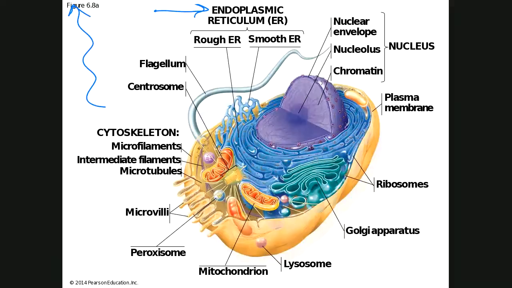Now, the way the artist drew this picture, you notice it's chopped open, right? So notice the parts of the ER, and we'll talk in a second about rough and smooth. Notice them like some of the other organelles there.